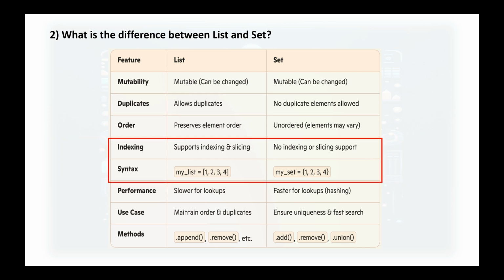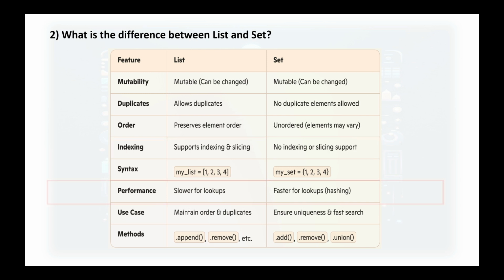Indexing and slicing. Because lists are ordered, you can easily index and slice them. This allows you to retrieve or modify a subset of elements based on their position. Since sets are unordered, they do not support indexing or slicing. You can check for membership, but you can't refer to items by their position.